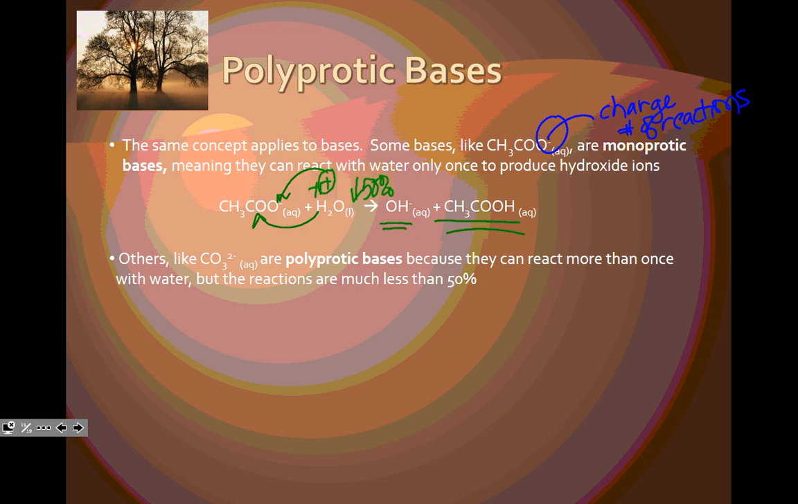Others, like CO3 carbonate, CO3 2-, are polyprotic bases because they can react more than once with water, but their reactions are much less than 50%. So here's an example. Notice here that there's a -2 charge. It's going to react 2 times. There's going to be 2 reactions. The first reaction, the hydrogen goes there. Remember, it brings with it a plus, right? And here's my hydrogen. If I have one positive charge, it's going to neutralize one of the charges to leave us with a -1 charge.